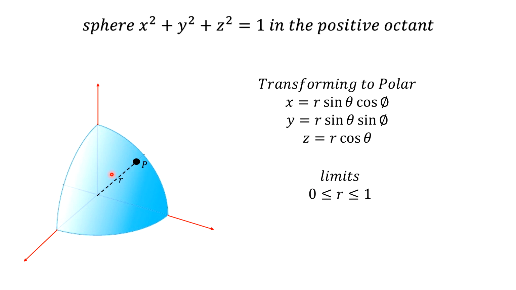Now next we'll see limits of theta. So theta is basically the angle between the radius vector and the z axis. Okay, so this is theta. Now you can see here this theta will vary from 0, when the point lies on the z axis, to pi by 2. It is pi by 2 when the point lies on the xy plane. So therefore the limits of theta are from 0 to pi by 2.